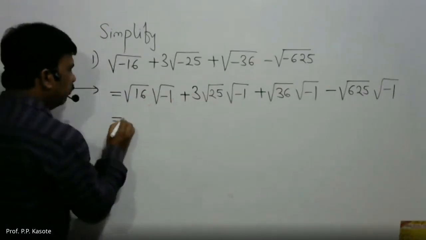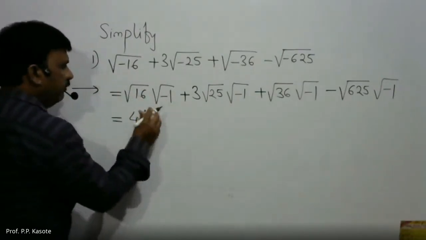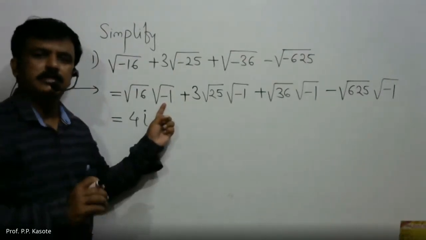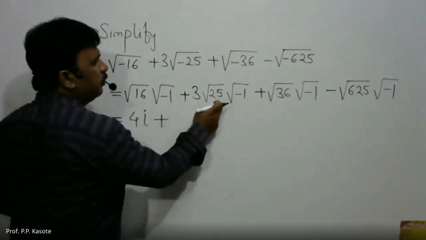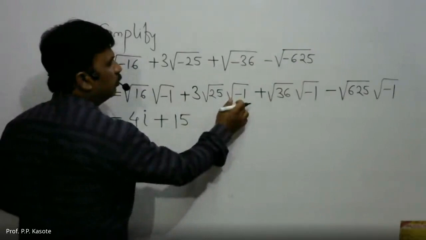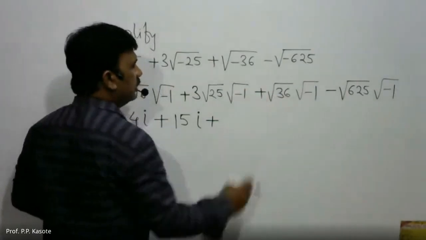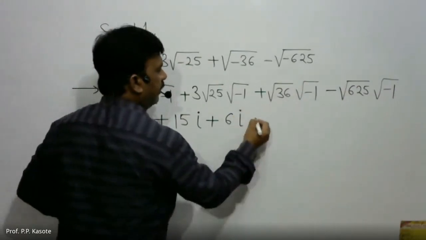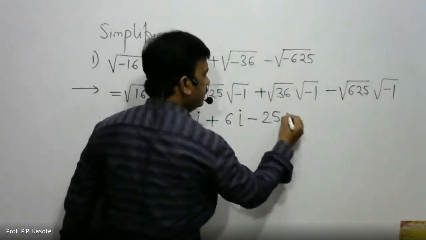Okay, let us simplify it more. We know what is root 16. It is 4. And root minus 1 is i. The definition of complex number tells us that root minus 1 is nothing but i. Plus 3 into 5, because root 25 is 5. 3 into 5, that is 15. And root minus 1 is i. Plus, what is root 36? It is 6. And root minus 1 is again i. Minus root 625 is 25. And root minus 1 is i.